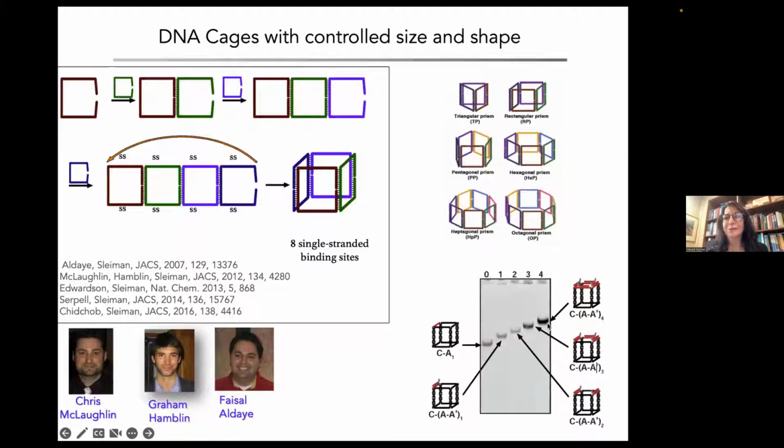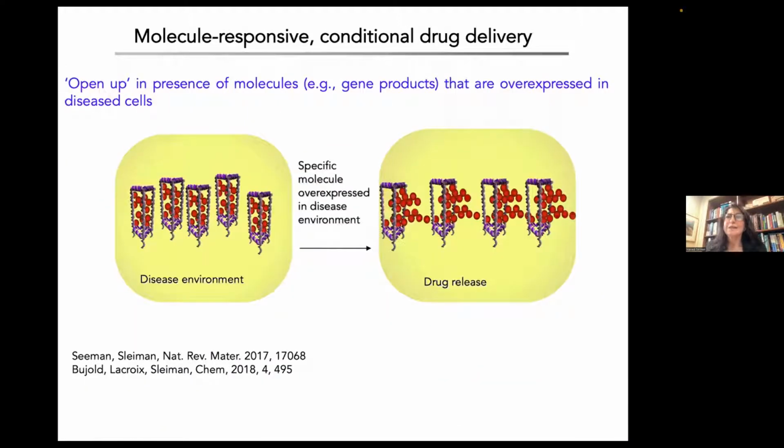So this is a very, very simple and efficient strategy to create all sorts of sizes and shapes from DNA structures. All right, so we can create different shapes and sizes, but one thing as well that DNA nanostructures have that is really unique to them is that they are what we call molecule responsive.